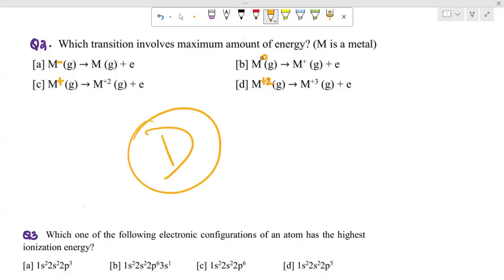Why? Because you have to remove an electron. And as the charge on the species increases, the size reduces. Correct? As positive charge increases, the size reduces. As size reduces, the Z effective increases. As Z effective increases, your ionization energy also increases. Correct.